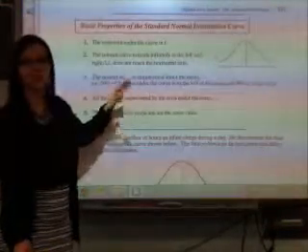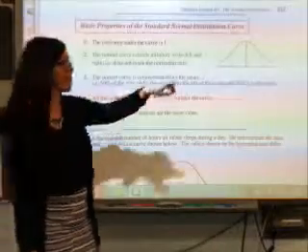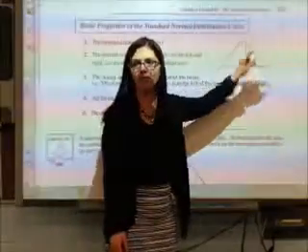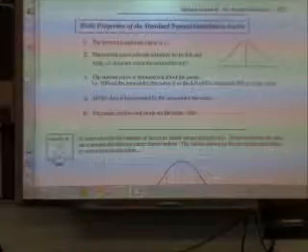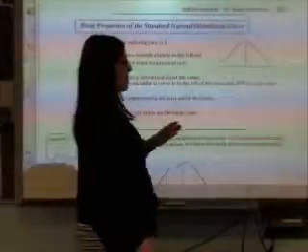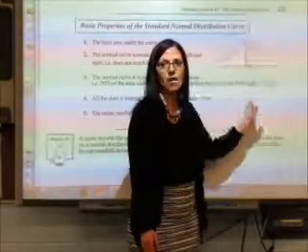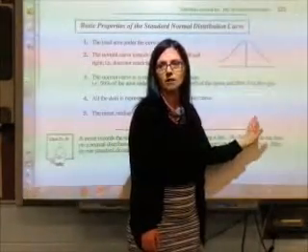All the data is represented by everything that's under the curve. So I'm not going to have a data value up here. They're all going to be underneath this curve. And the mean, median, and mode end up being the same value, which is right here. This represents the mean of the data, the median of the data, and the mode of the data.